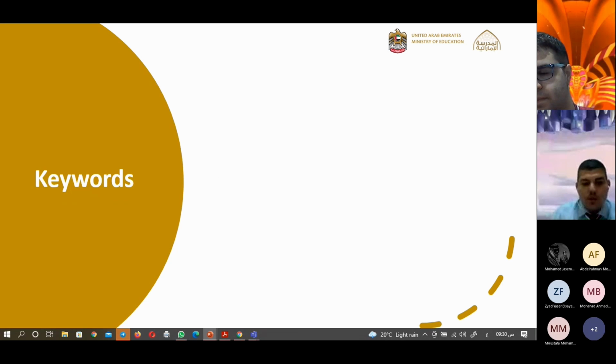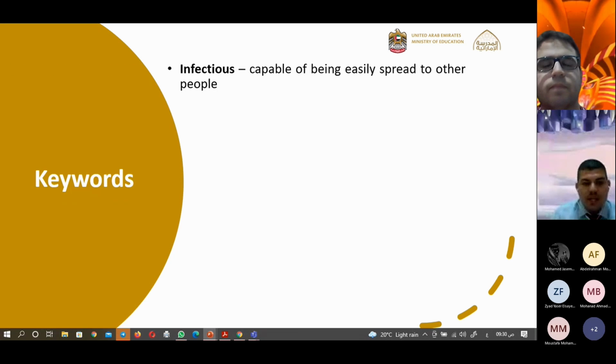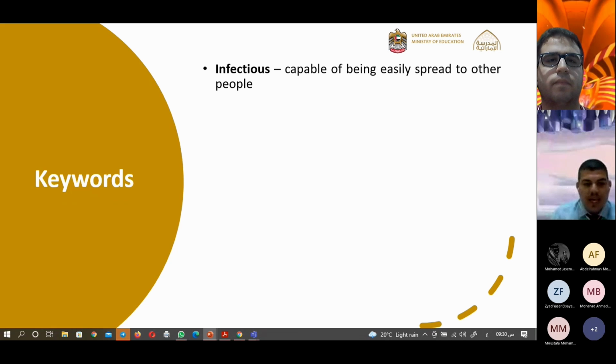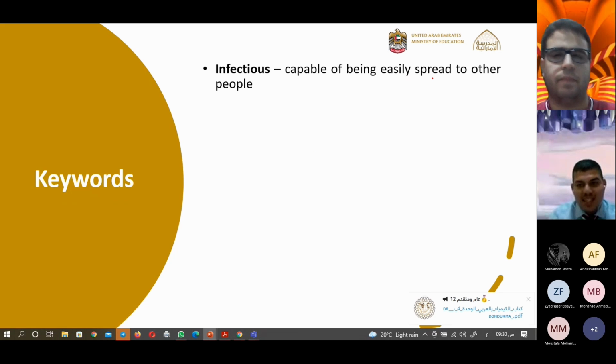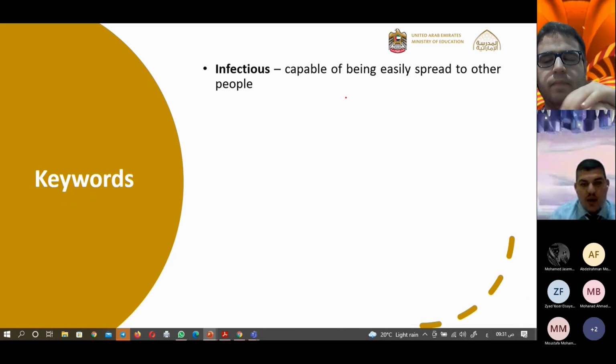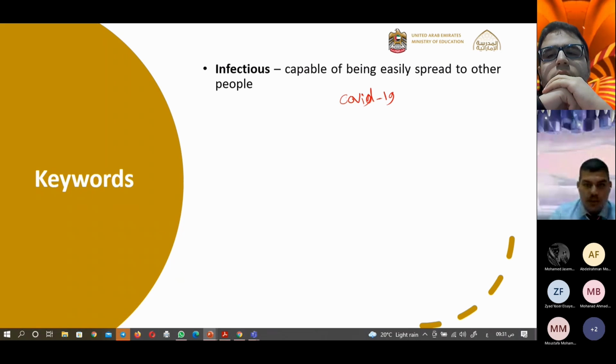The next keyword is infectious, which means being easily spread to other people. Think about COVID-19 and how it can be easily spread from one person to another. Clear?